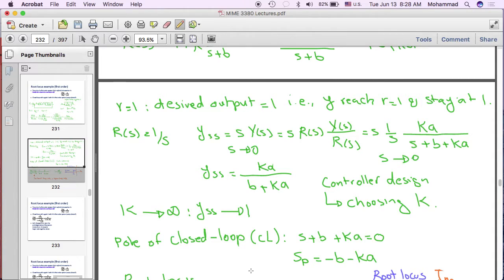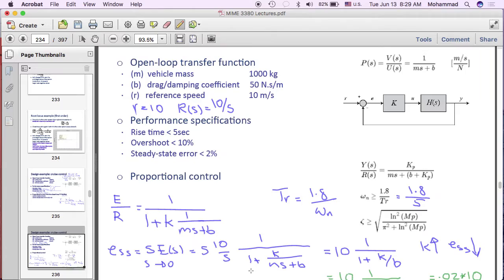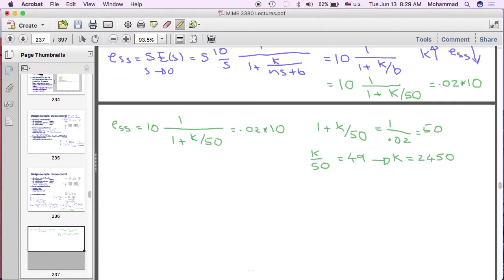So 2% requires a k that is more than 2,000. So that is one of the limitations of a proportional controller. So let's take a note of that for the future, because when we later look at other types of control methodology, we want to bring that up. So k is very large.